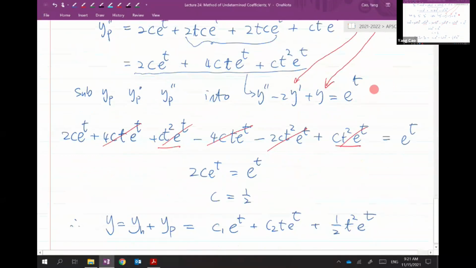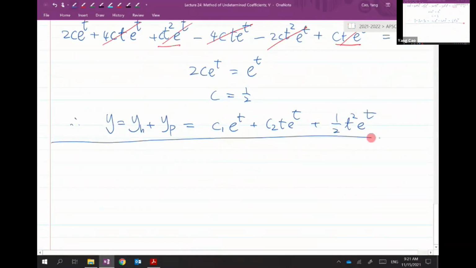All right, let's take a look at any questions for this example. Let's take a look at one more example, which is, I wouldn't say complicated, but it does involve a little more computation.